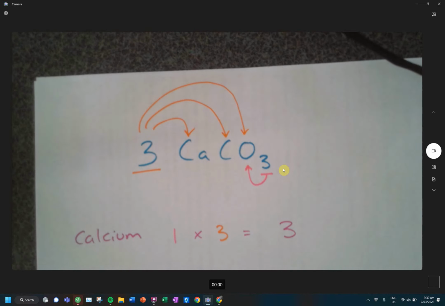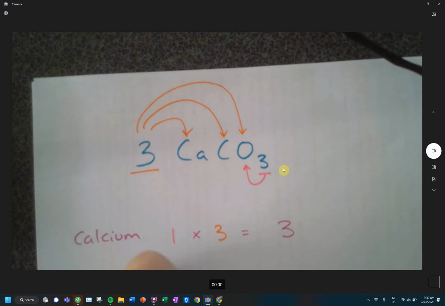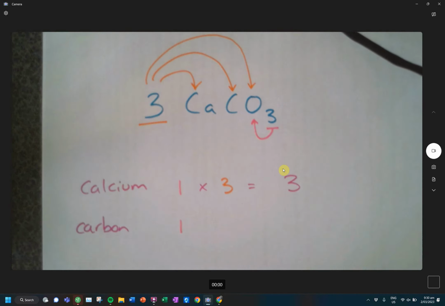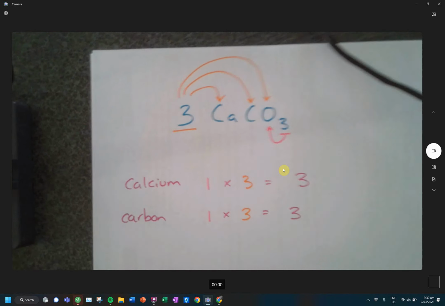Good so far? All right. Next one is my carbon. Carbon also has no subscript behind it, so that is 1. Again, I'm using that same coefficient as 3. So 1 times 3, I have 3 carbon atoms. I'll move it out so we can see all of them now.